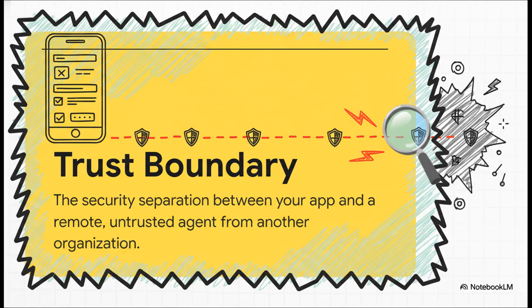So, this brings up a really critical concept called the trust boundary. Just think about it for a second. If some agent from another organization needs to display something inside your app, how do you do that safely? You can't just open the doors and let it do whatever it wants. There has to be this secure wall between your trusted app and that outside, untrusted agent.